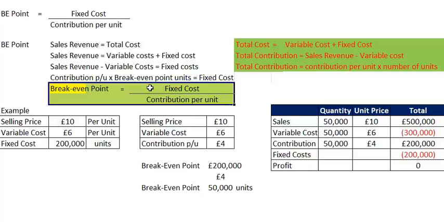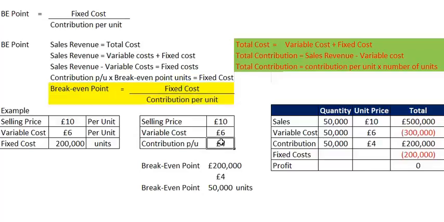Let's do one example here. Selling price is 10 pound per unit. Variable cost is 6 pound per unit. Fixed cost is 200 pound. We will find the contribution first. Selling price is 10 pound per unit, variable cost is 6 pound per unit, so contribution per unit is 4 pound. Why? 10 pound minus 6 pound is 4 pound.